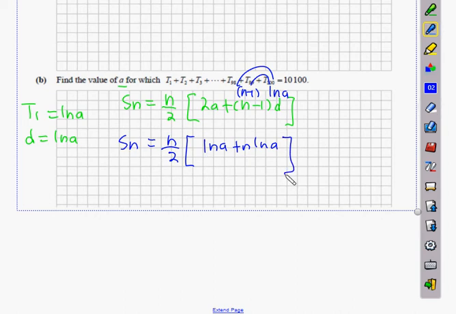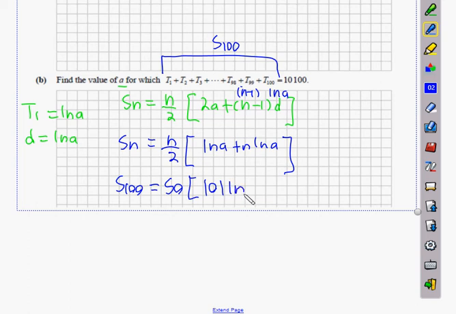Now, in this question, I'm told specifically that n is going to equal 100. The reason why I know n equals 100 is Sn is the first 100 terms added together. So that's S100 right there. Replace n with 100, and you're going to get 100 over 2, which is 50, and then it's going to be 101 ln a. You happy with that? 101 ln a equals 10,100.